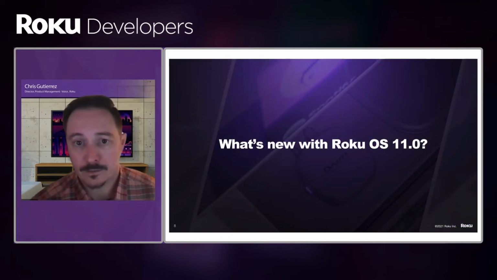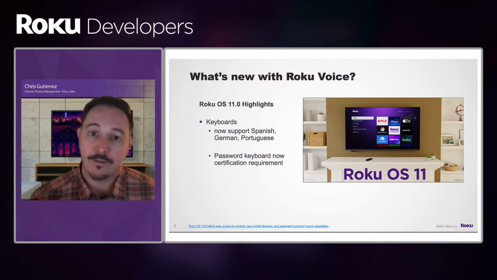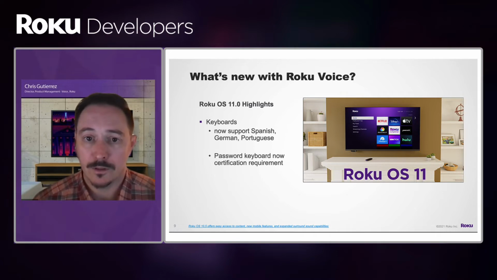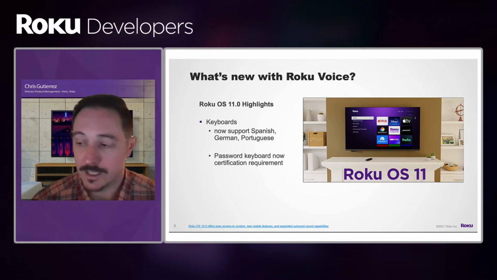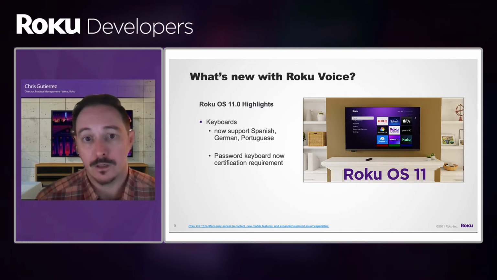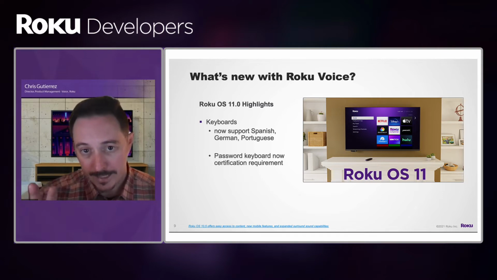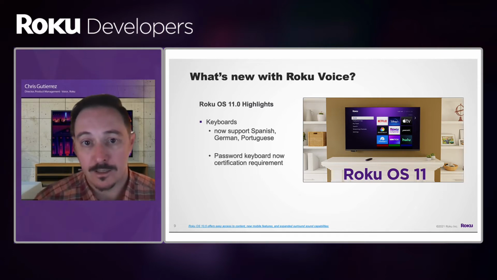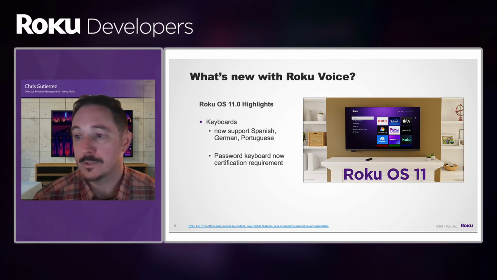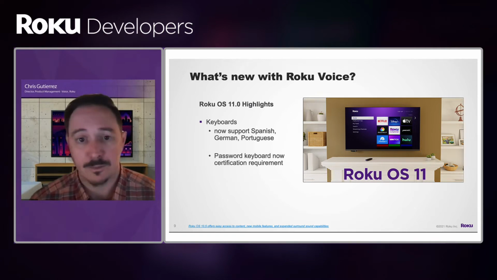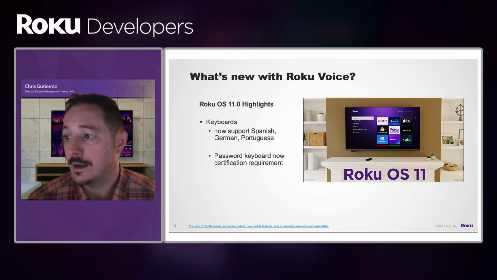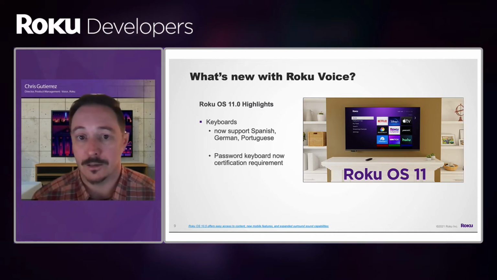So I wanted to briefly discuss what's new with Roku OS 11.0. With 10.5, we added voice keyboard support. And with 11.0, we've added support for Spanish, German, and Portuguese. Nothing that you have to do on your side. If you've got the keyboard added and the user changes their language setting to Spanish, for example, the voice system will switch to Spanish and we'll be handing you those commands, the Spanish characters on the voice keyboard, will get passed into your channel.